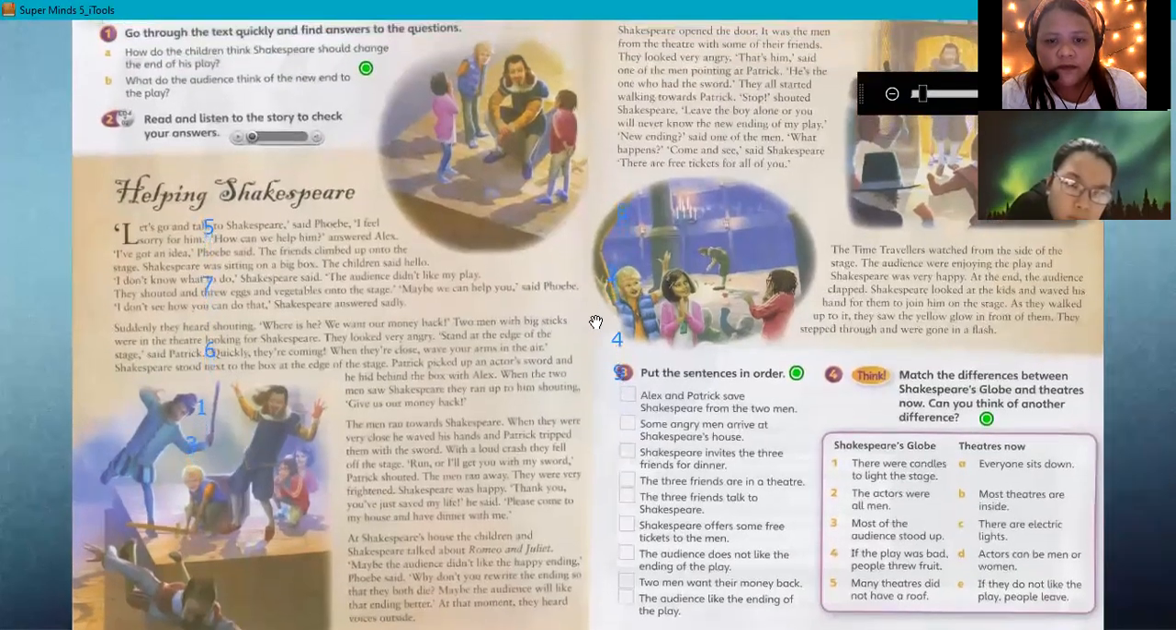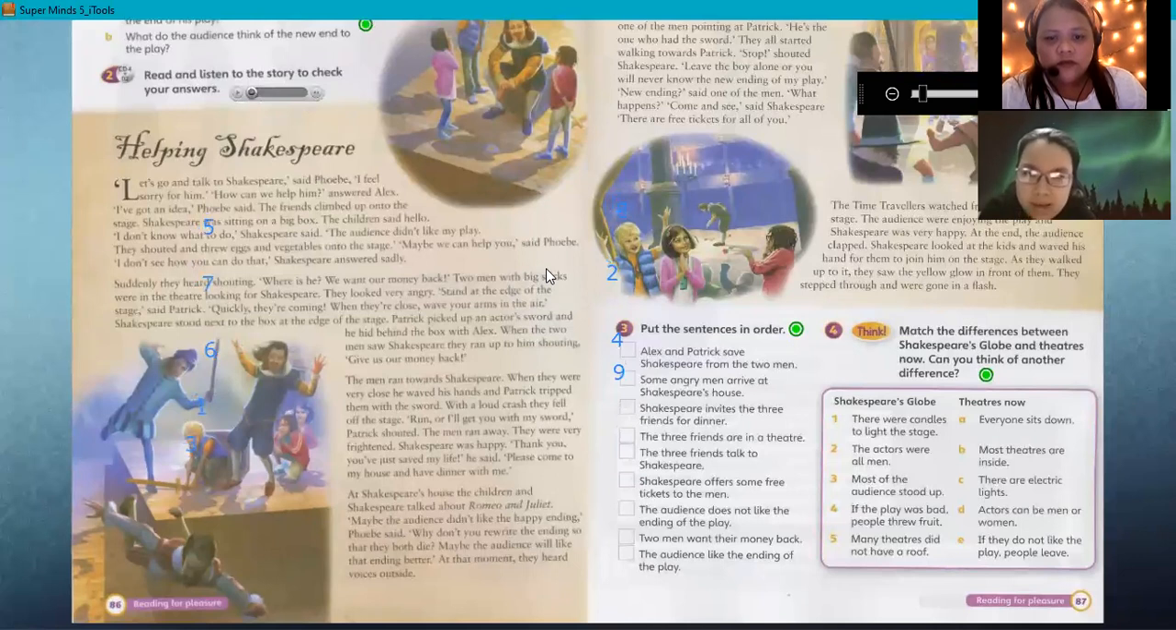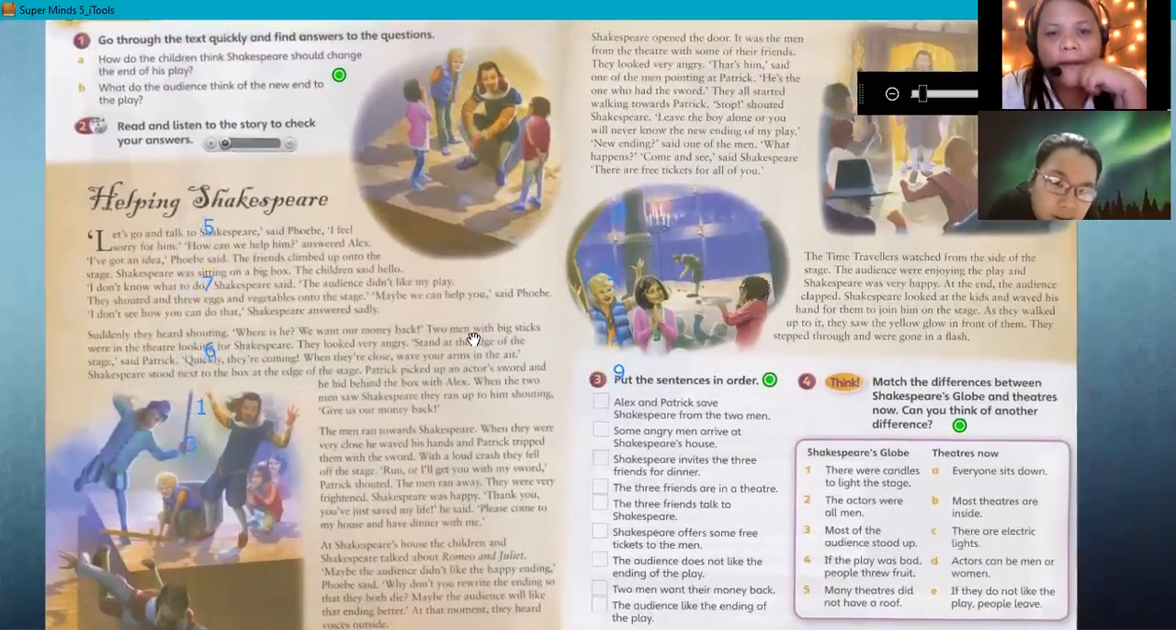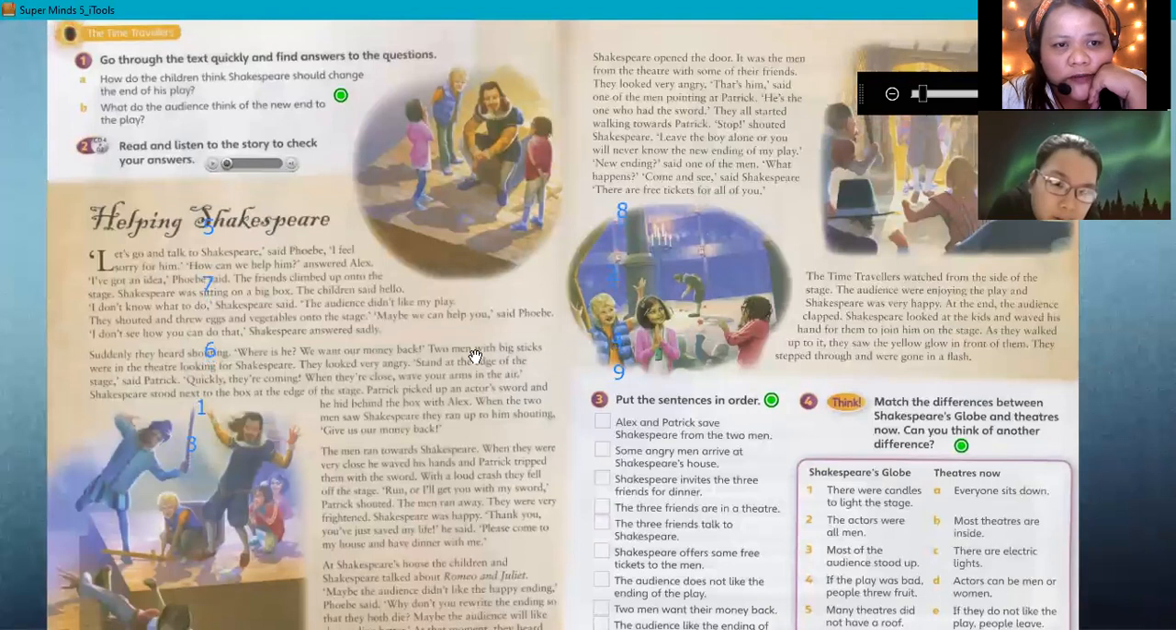So meaning to say, the two men came first. Okay? Did you get it? It says that some angry men arrive at Shakespeare's house, but in this situation, they are still in the theater. Let me check first.